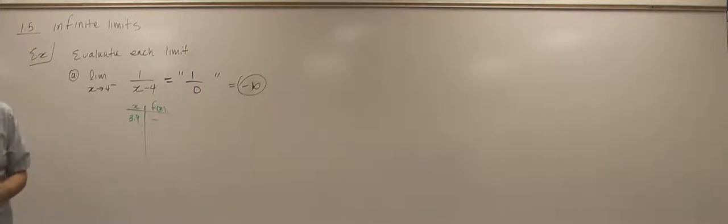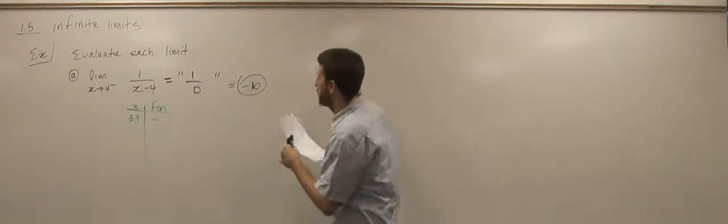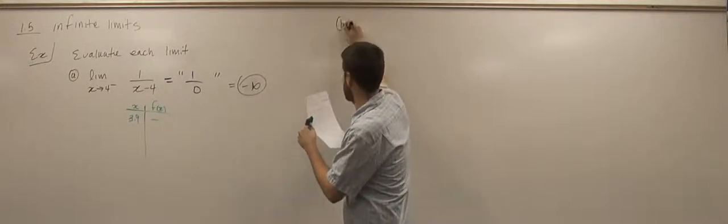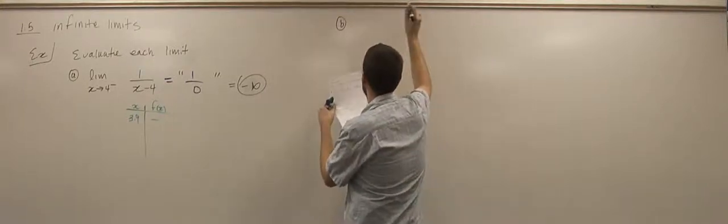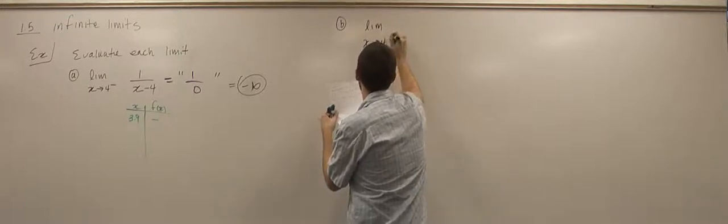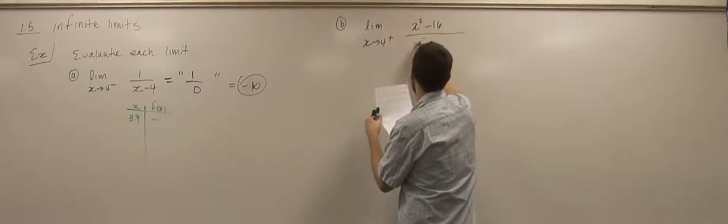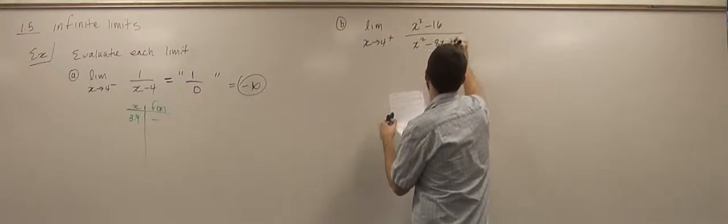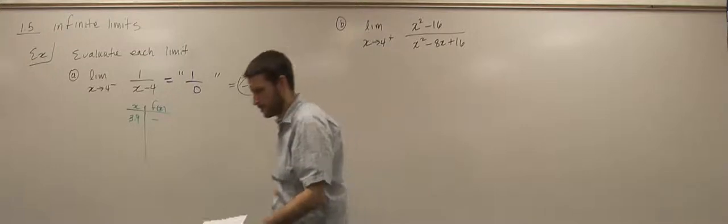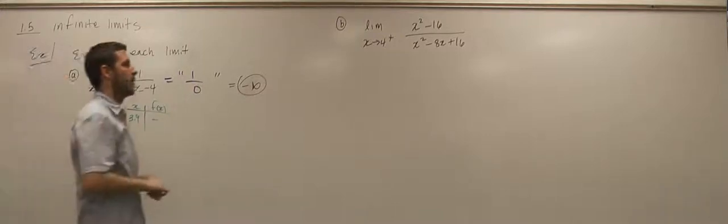Now, let's say, make it a little more complicated. The limit as x goes to 4 again, but from the positive side this time, of x squared minus 16 over x squared minus 8x plus 16. What happens here? So what do you get when you plug in 4? 0.